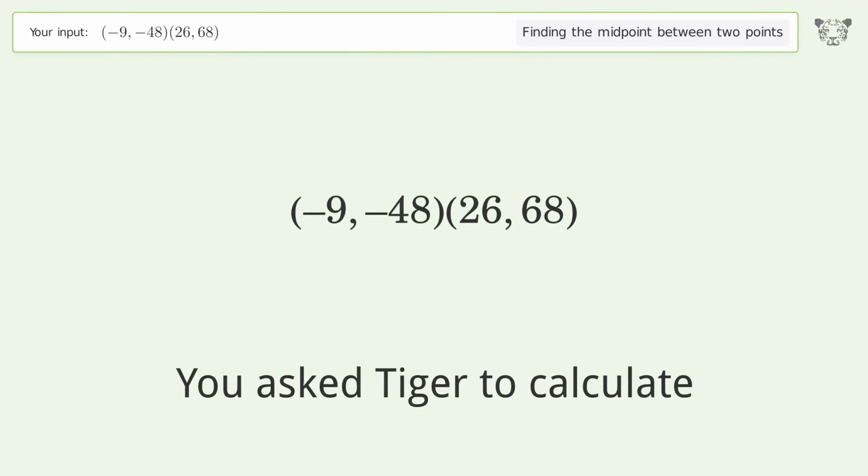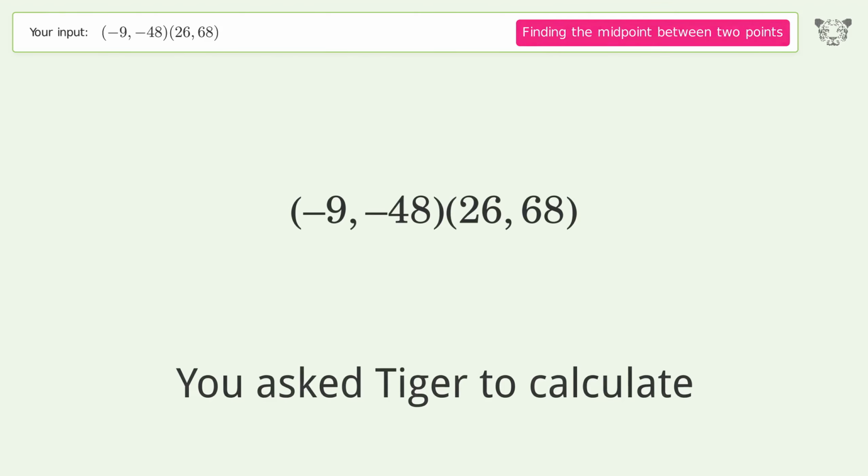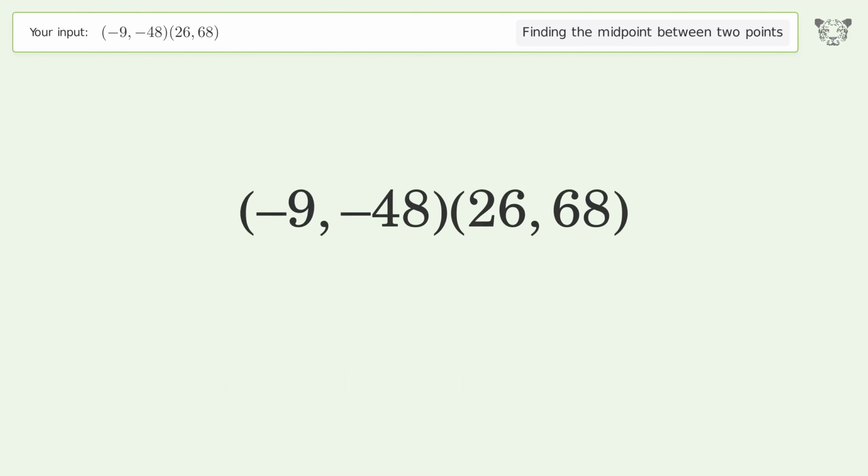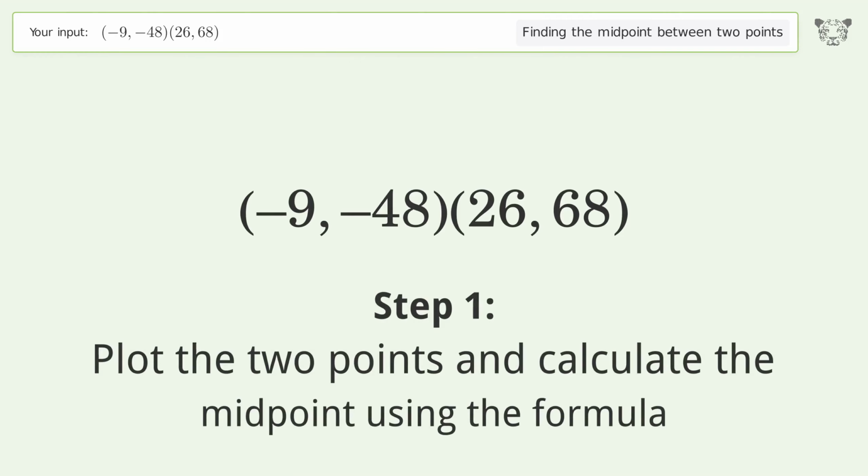You ask Tiger to calculate. This deals with finding the midpoint between 2 points. The midpoint between the 2 points is 8.5, 10. Let's solve it step by step. Plot the 2 points and calculate the midpoint using the formula.